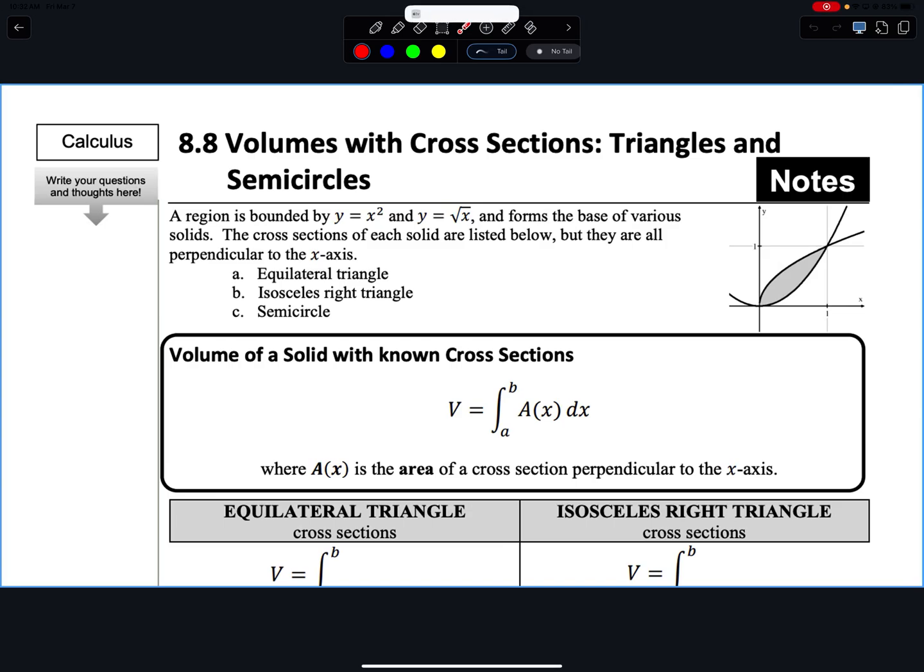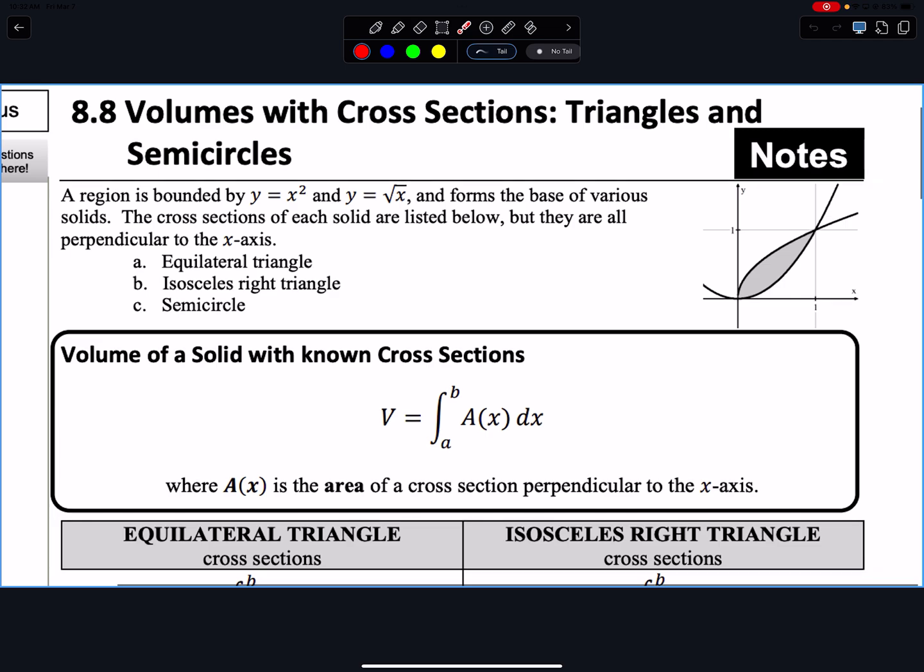So same functions like I talked about. We're going to talk about the region bounded by y is equal to x squared and y is equal to the square root of x. Okay. So in general, if we have one cross section like we saw on the computer, perpendicular to the x-axis, this would just be one of these shapes, either an equilateral triangle, an isosceles right triangle, or a semicircle. Okay, it doesn't matter what the shape is.